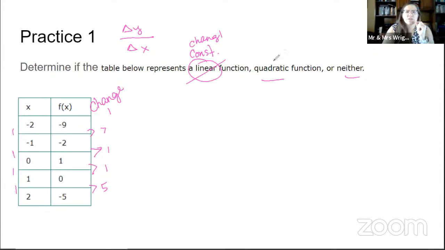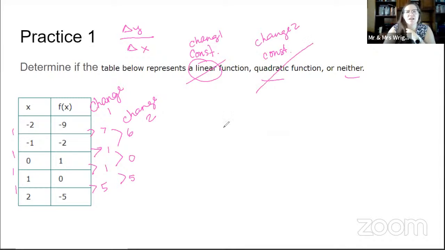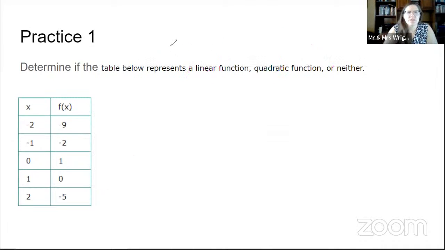So for it to be quadratic, there's going to be something called change 2, and that has to be constant in order for it to be quadratic. Now, change 2 is when you find the change between these changes, right? So what's the difference between 7 and 1? It's 6. What's the difference between 1 and 1? It's 0. And what's the difference between 1 and 5? It's 5. So this is change 2. And those are not constant. So this is not a quadratic function either. This is neither.